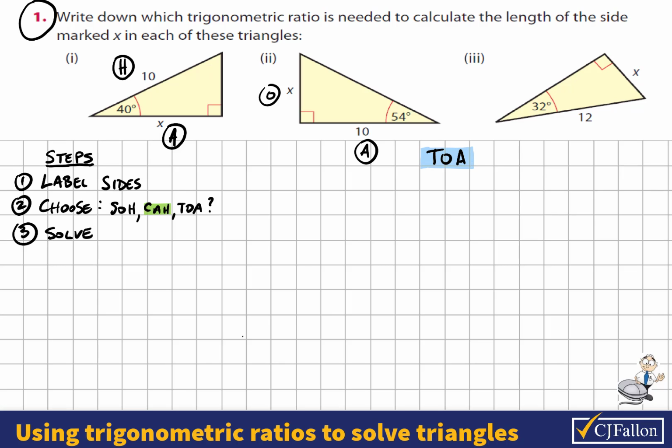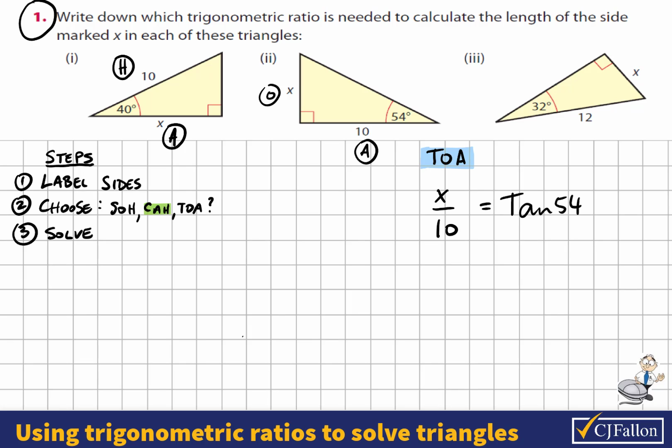My statement that I write then is that tan of the angle 54 degrees is equal to opposite, which is x, over adjacent, which is 10. I could write that the other way around as well, backwards, that x over 10 is equal to tan 54. I might write it the backwards way.